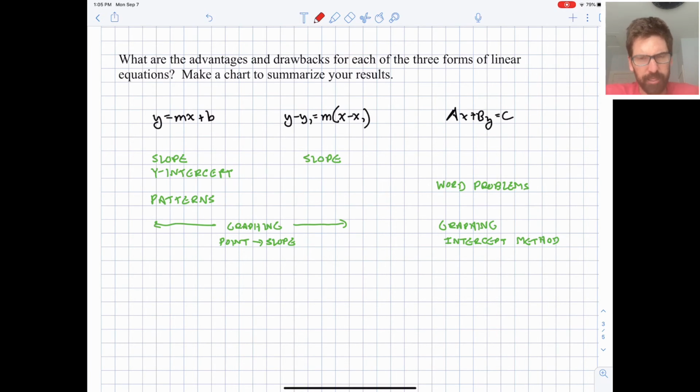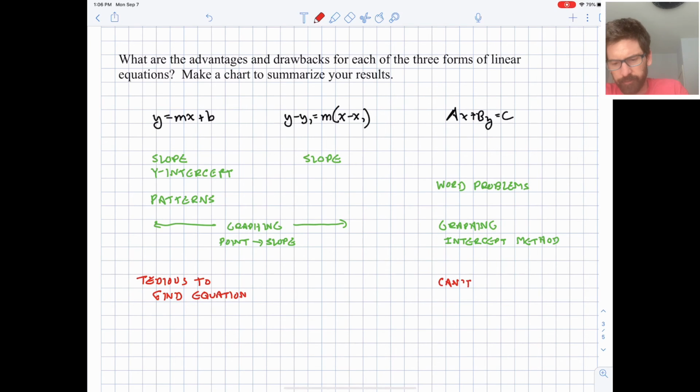I think y equals mx plus b, sometimes it can be tedious to find the equation. Okay, so you have a couple points, you need to run through finding the slope. You need to plug that into y equals mx plus b, solve for b. So there are quite a few steps to find an equation. And that's also true for standard form, is you can't get the equation directly.